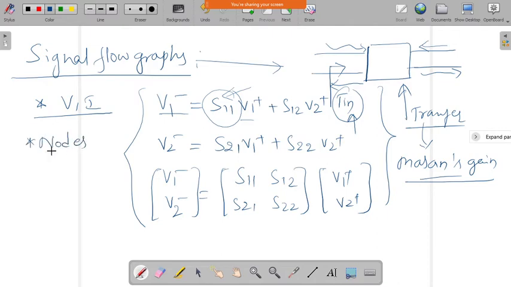So these nodes will be called the ports, which represent the variables, so they are called the nodes. Each port you have here, we can represent in terms of the nodes. And also we can have the branches. These branches are directed from one variable to other variables, and these branches will be multiplied by some signal multipliers. So that arrow indicates that.